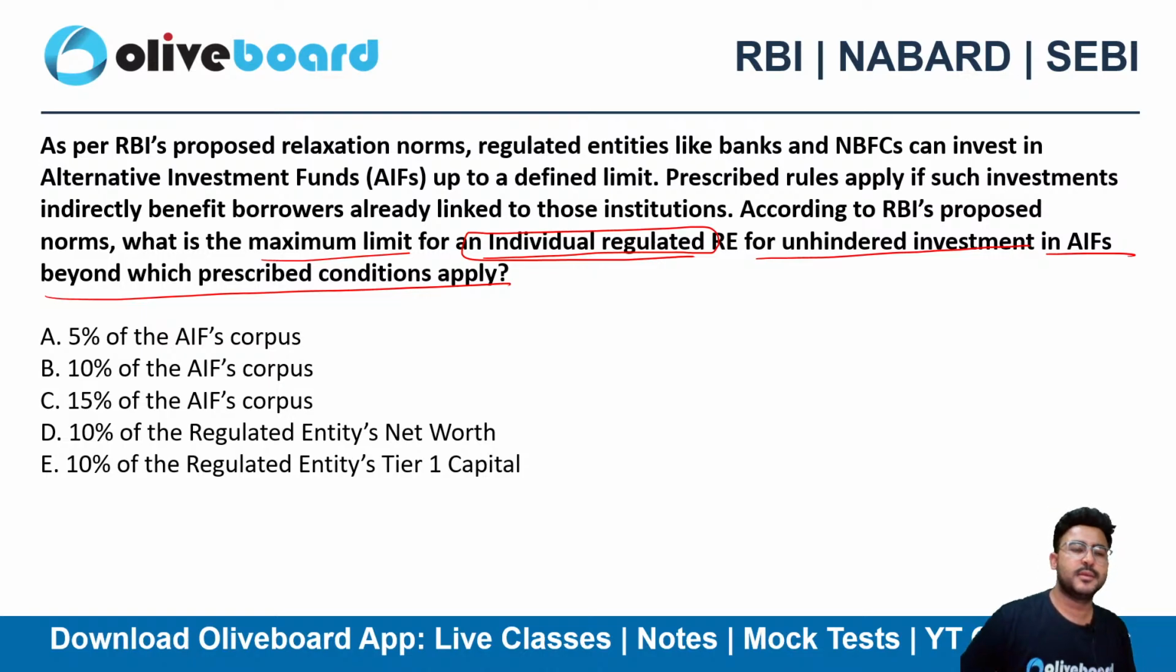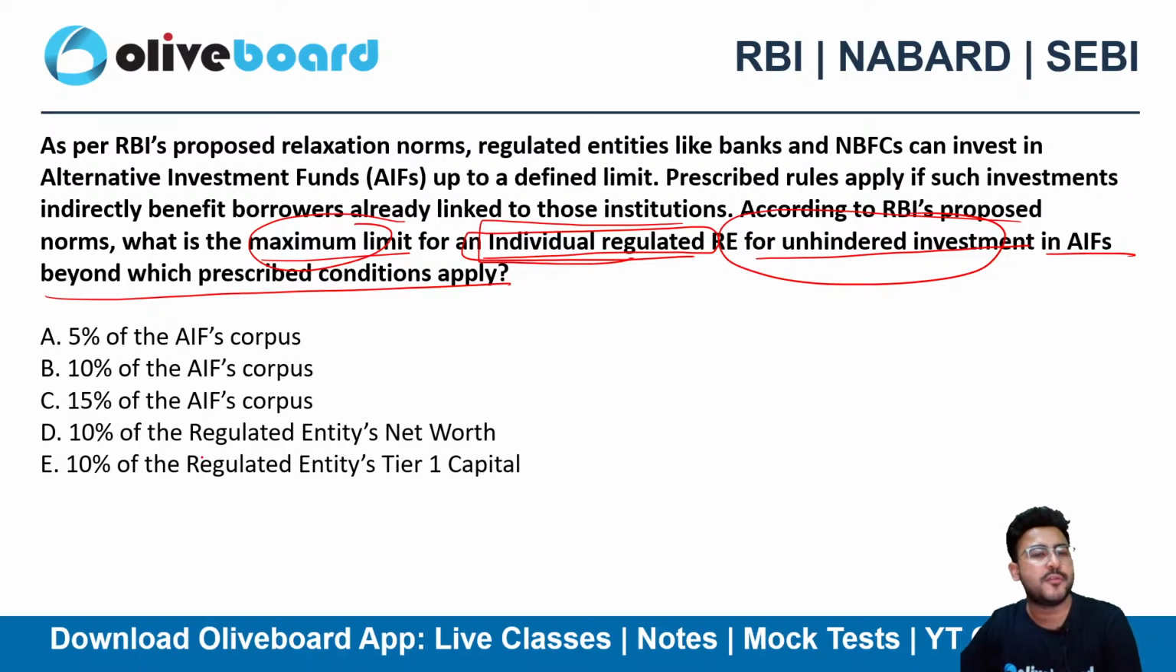Option A 5% of the AIF corpus. Option B 10% of the AIF corpus. Option C 15% of the AIF corpus. Option D 10% of the regulated entity's net worth, or 10% of the regulated entity's tier 1 capital. What is the maximum limit of an individual regulated entity for unhindered investment in AIF, beyond which prescribed conditions might apply?